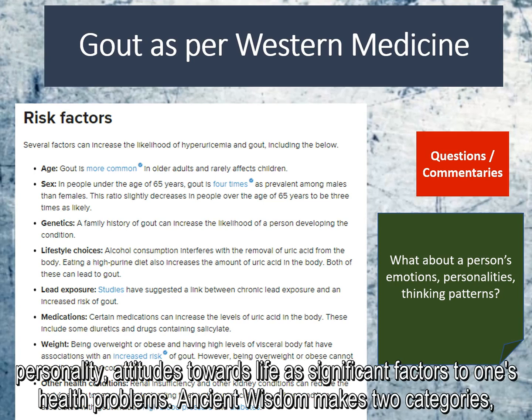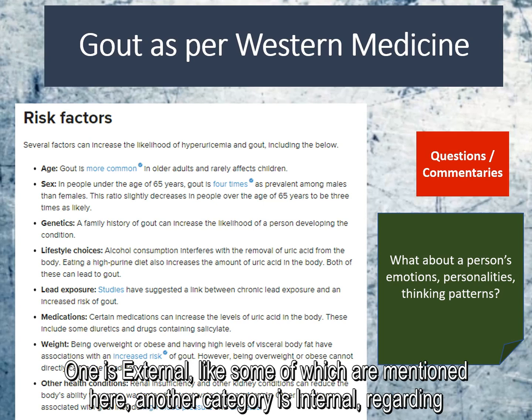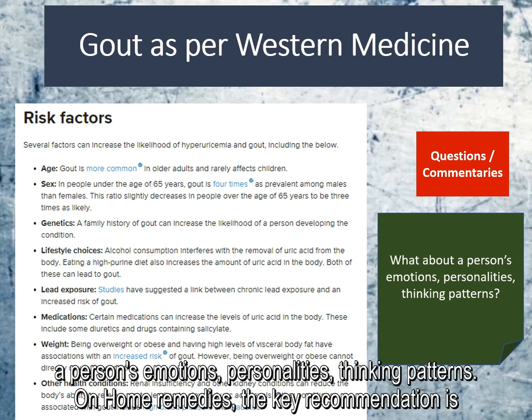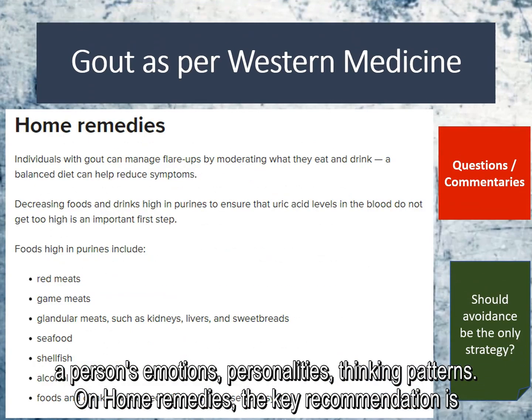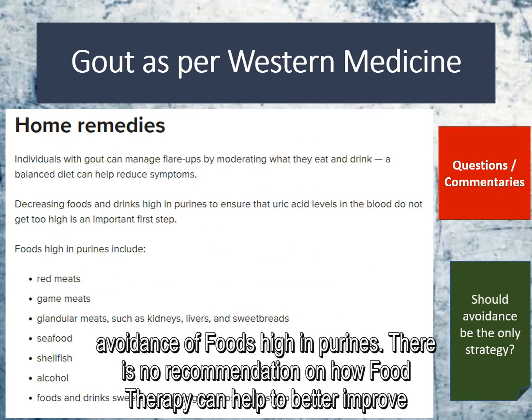Ancient wisdom makes two categories. One is external, like some of which are mentioned here. Another category is internal, regarding a person's emotion, personality, thinking pattern. On home remedies, the key recommendation is avoidance of food high in purine.